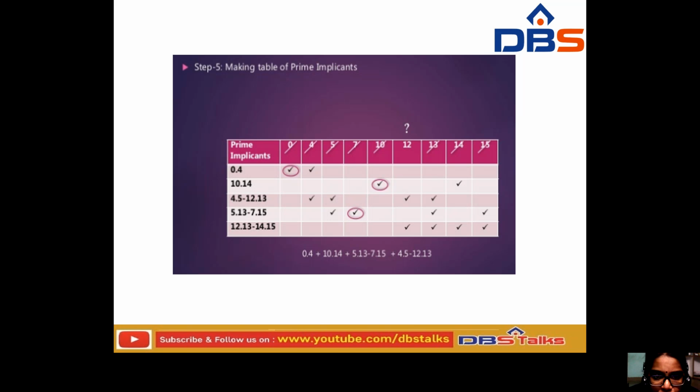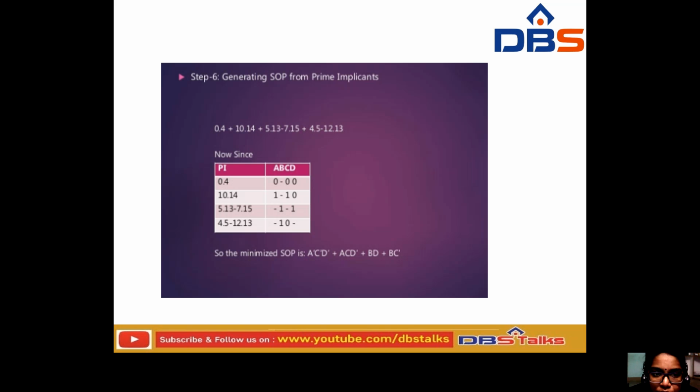This is how we are going to add the sum of the products. The sum of the products are 0 into 4, 10 into 14, 5 into 13, 7 into 15. Just like that, we are going to perform the multiplication operation first, and after multiplying we are going to add those variables. After adding that, this is the minimized sum of the products expression that we will get. See, this is the final step.